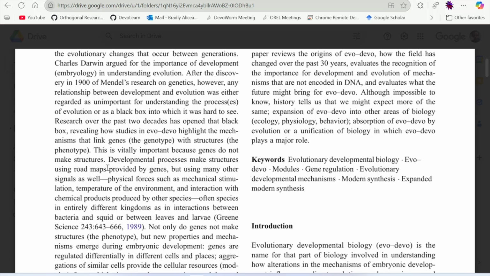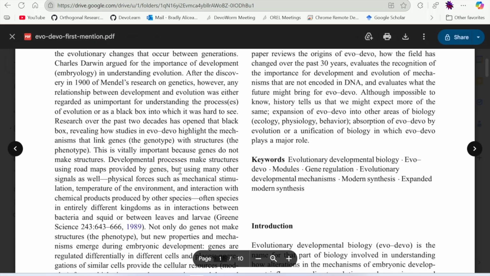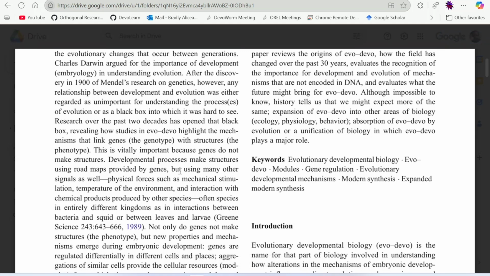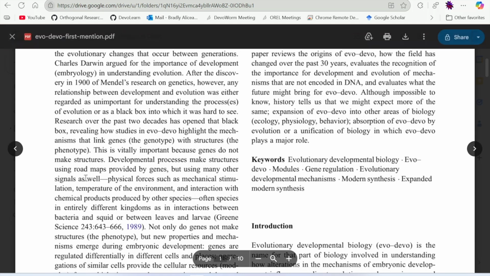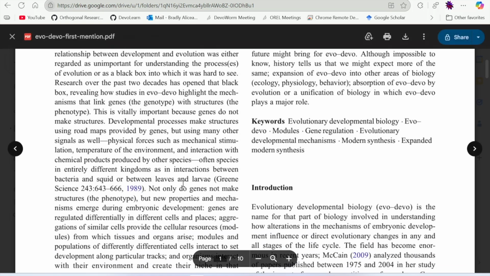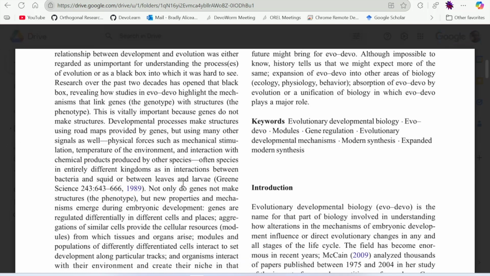Developmental processes make structures using roadmaps provided by genes, but using many other signals as well. Physical forces such as mechanical stimulation, temperature, and the environment, in interaction with chemical products produced by other species. And this is just talking about all the things that are involved in developmental processes and how they come to bear on evolutionary change.